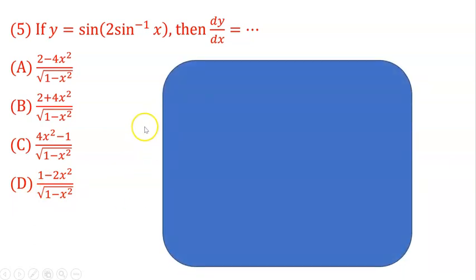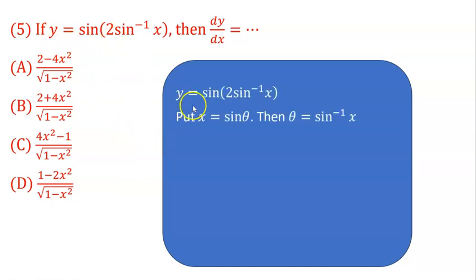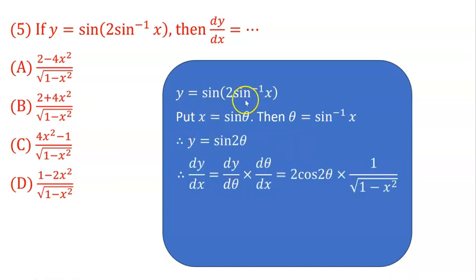Now we will find out the derivative of this: y is equal to sine of 2 times sine inverse of x. Here we will substitute x is equal to sine theta. Therefore, theta is equal to sine inverse of x. Therefore, our expression will become y is equal to sine of 2 sine inverse of x. But what is the sine inverse of x? It is theta. Therefore, we will have here y is equal to sine of 2 times theta.